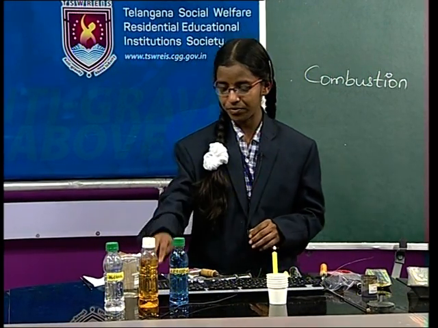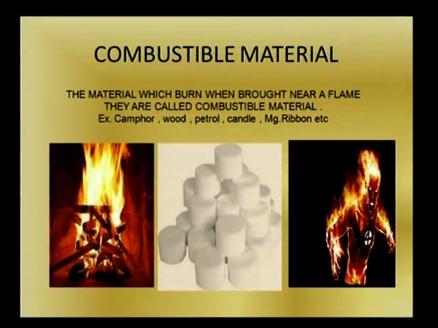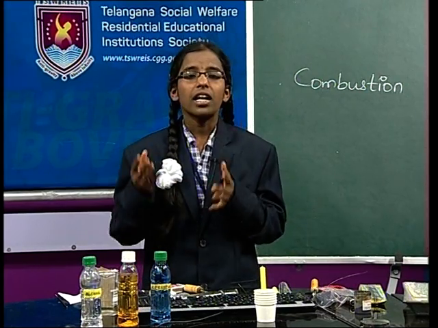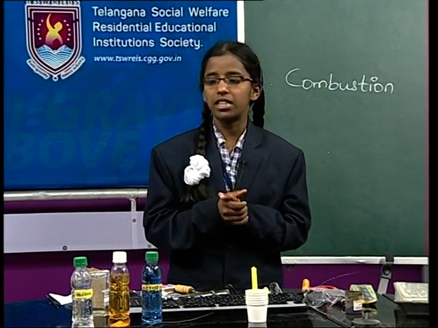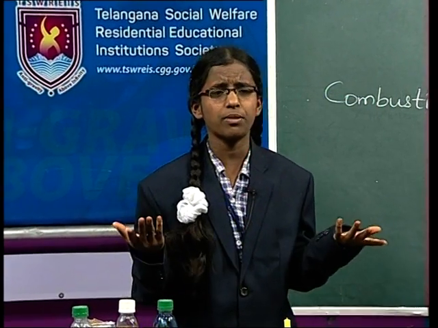Okay, friends? See here, the materials which burn when brought near a flame are called combustible materials. For example, in the above activity, we saw that incense stick, camphor, paper are burnt. So, here we can say examples: camphor, wood, petrol, candle, magnesium ribbon are the burning materials. So, we are calling them as combustible materials.